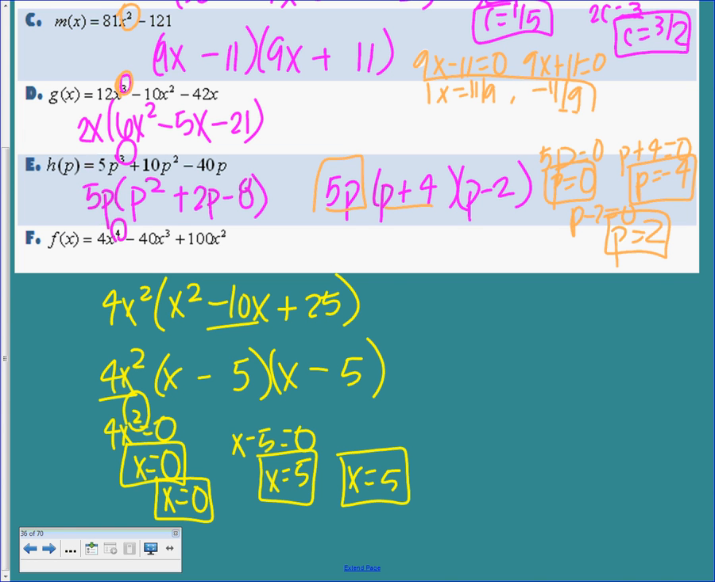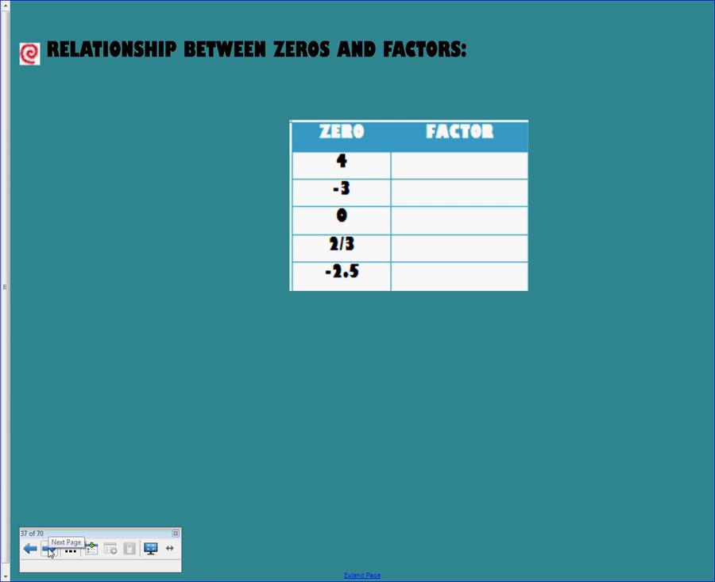So we've got 2 zeros, 2 5s for a total of 4. So that's the basics. Let's see if we can now use that idea to work ourselves backwards. So if I'm saying now that my 0 is a 4, what does that make my factor? Well, we said before, if we had x minus a factor, and that was our 0, so now I'm saying x minus something has to equal 4. Well, x minus 4 is going to be my factor.